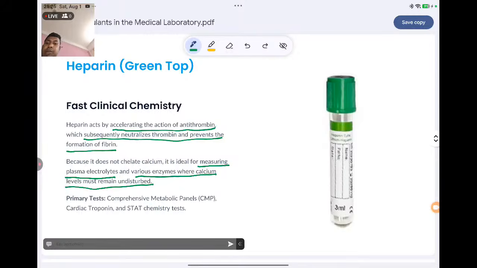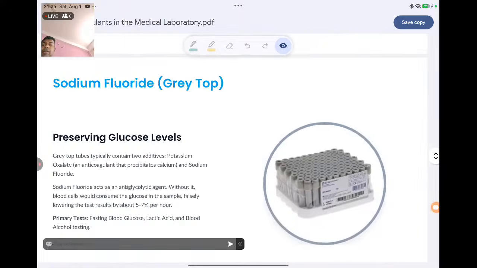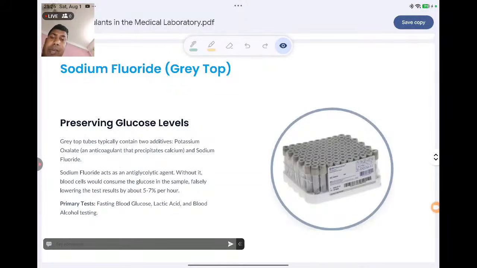The primary tests which we can do using a heparin tube are the comprehensive metabolic panel test, cardiac troponin, and stat chemistry test. So I will go to the next slide, which is the sodium fluoride tube.